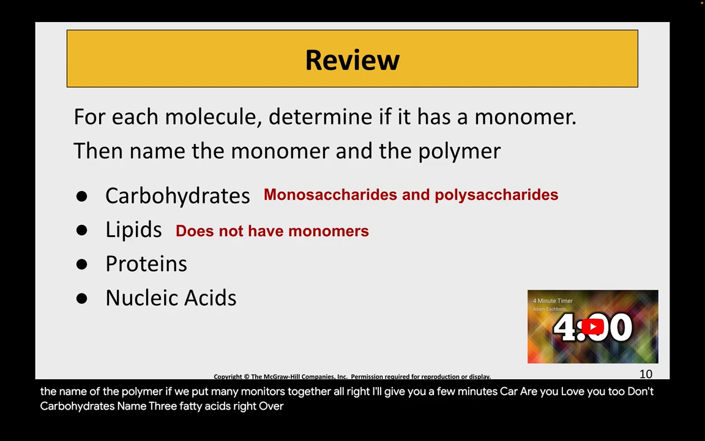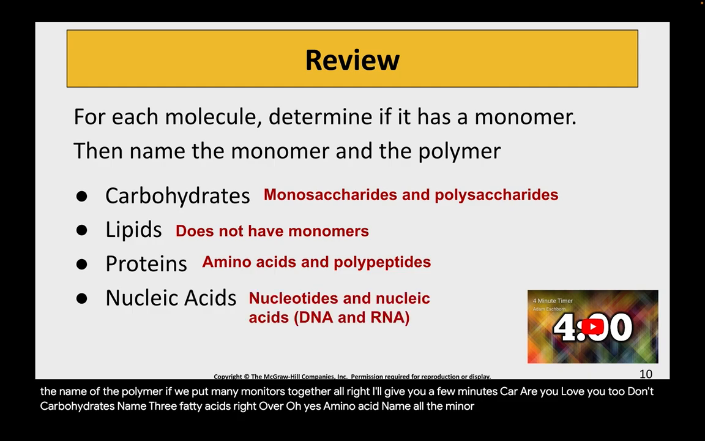What about proteins? Thumbs up, thumbs down. They do, yes. And what would we call monomers? Amino acids. If they all join together, we would form a polypeptide. And the one we just talked about, thumbs up, thumbs down. Yes, it has monomers. What is the name of the monomer? Nucleotides. The name of the polymer? Nucleic acid, because it's in RNA. Yeah, very nice. All right, any questions on biomolecules?